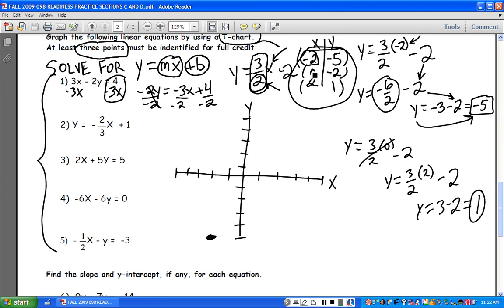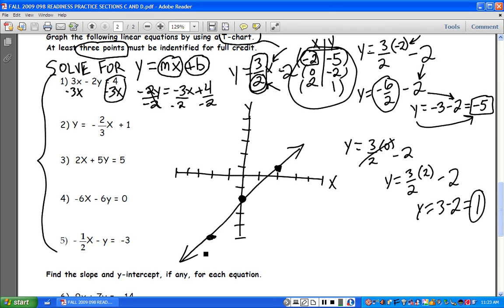So now I have 0, negative 2. From my origin, x is 0, so I don't go right, I don't go left. I stay here in the middle. Now y is negative 2, so I come down to 2. There's my point there. And then I have 2, 1. So from the origin, I go right 2, and I go up 1 and make that point. And basically I'm looking at a line that looks like this.